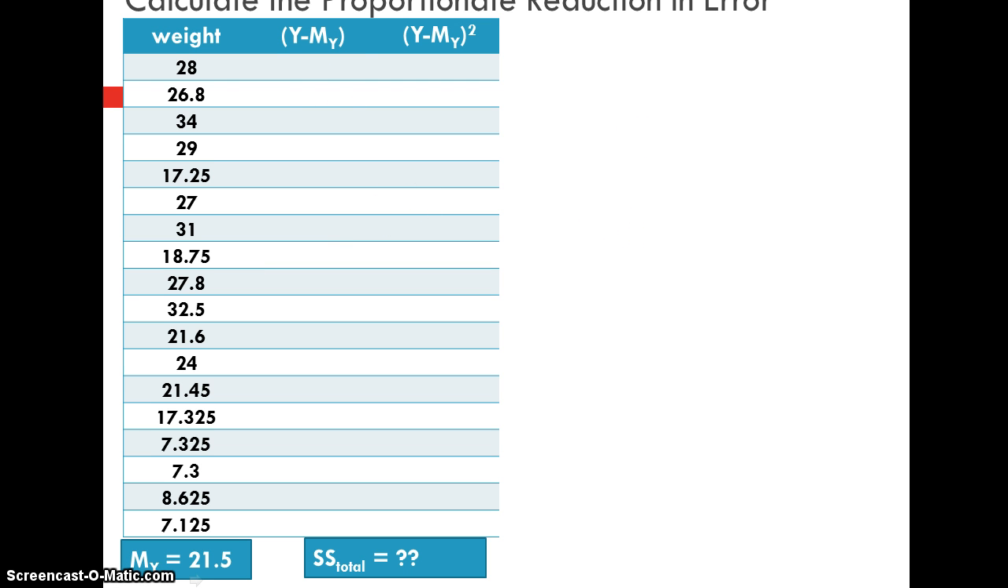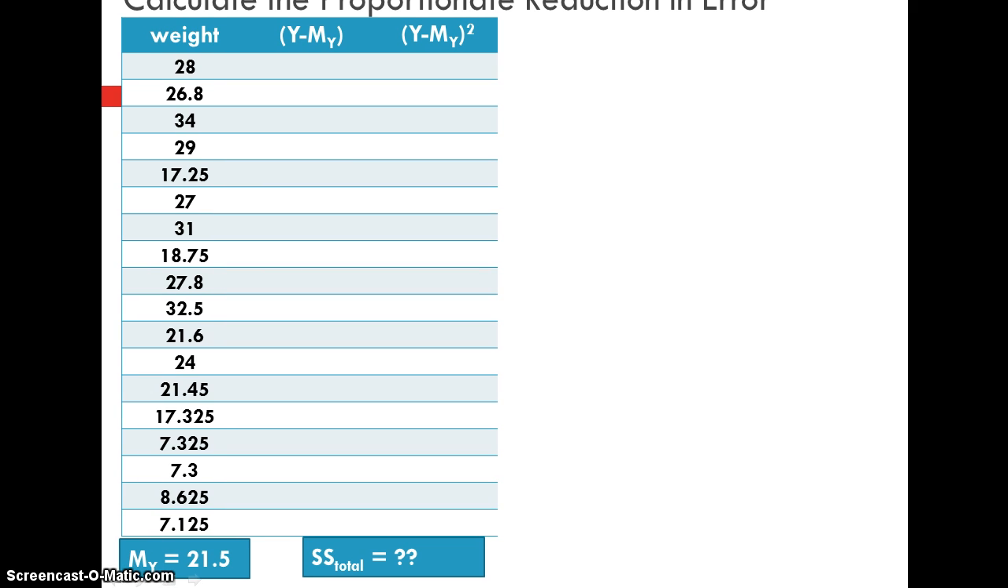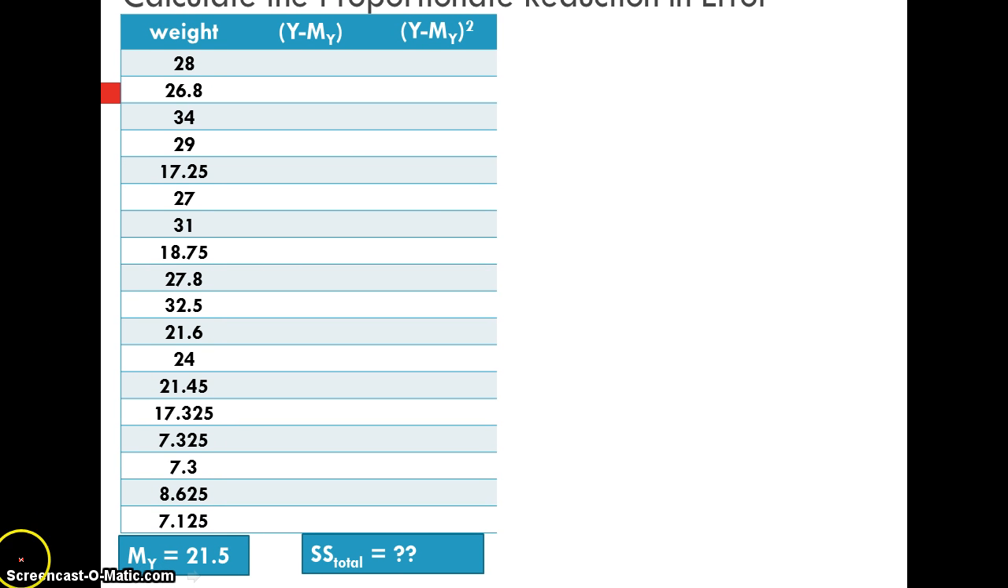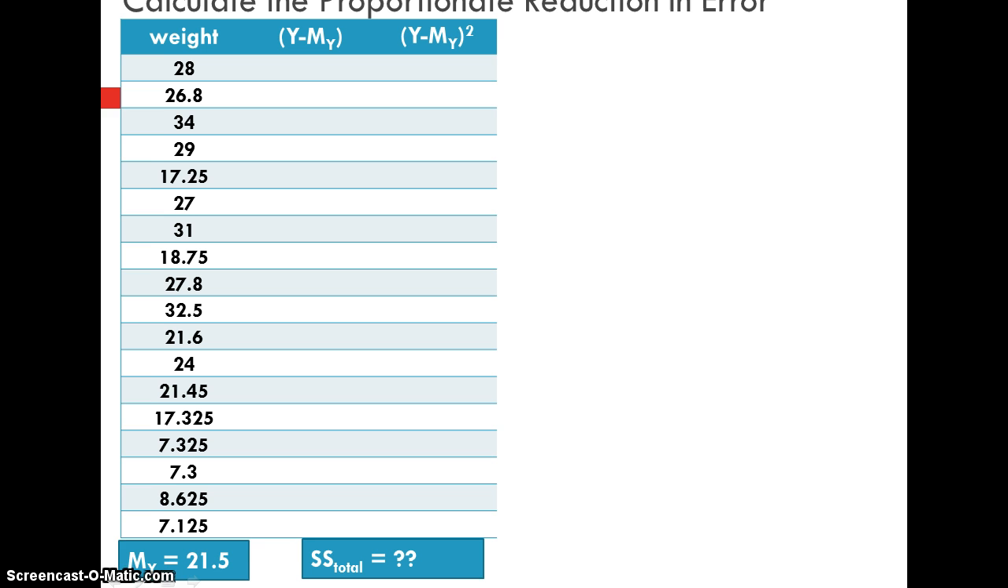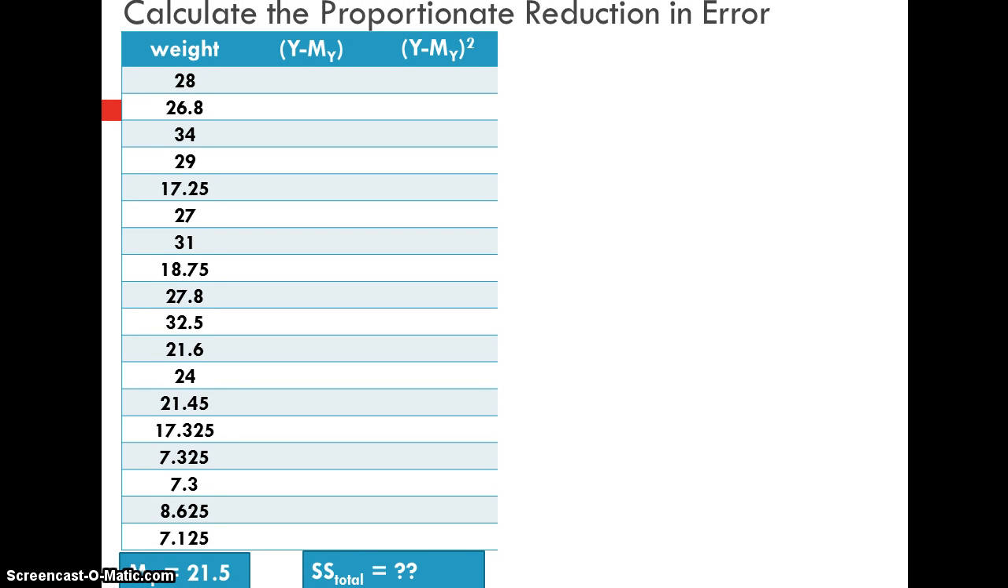So if we were going to calculate the proportionate reduction in error, then what we'd want to do is, I don't think you can see all of this, here we go. All right, we have our mean of 21.5 pounds. We're going to subtract out for each individual score the mean of y, and then we square those values. So you might want to pause it now and see if you can compute the sums of squares total.